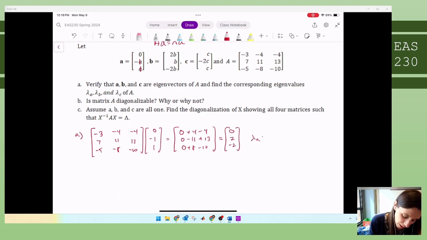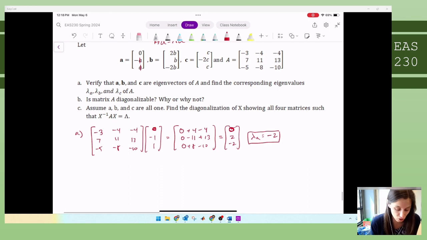So here, lambda A is going to be negative 2. The 0, that's where it confused me. The 0 doesn't matter because it ends up being 0, since 0 times anything is still 0. Then same thing with my second vector. I'm going to use 1 again.